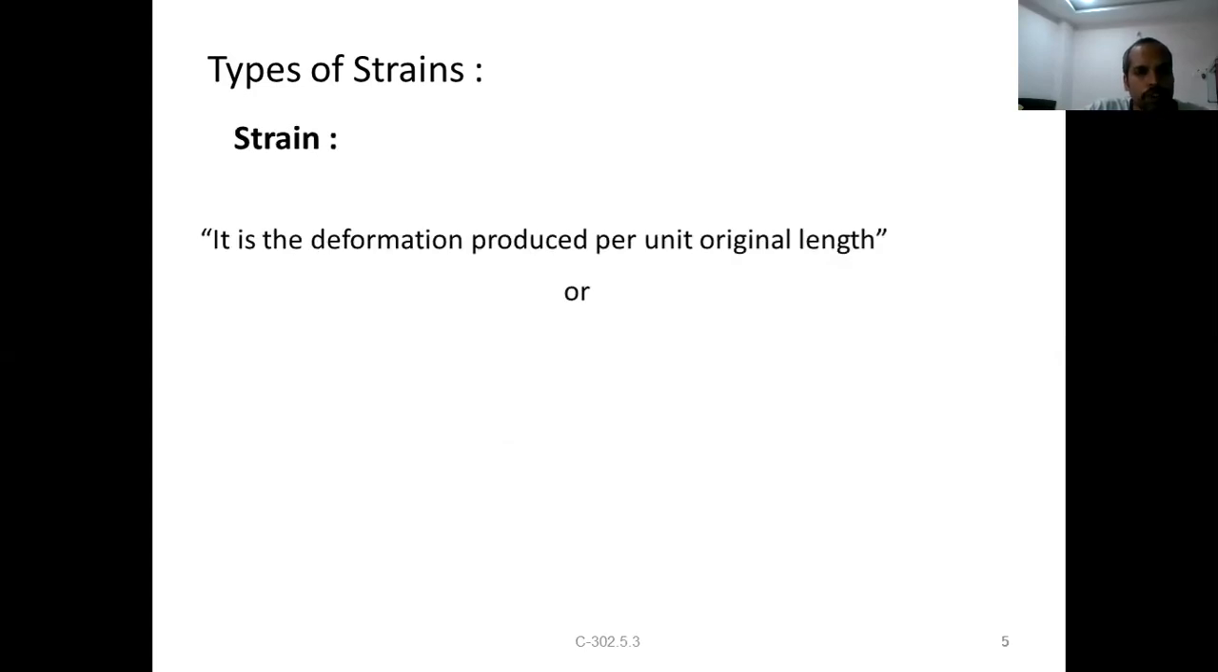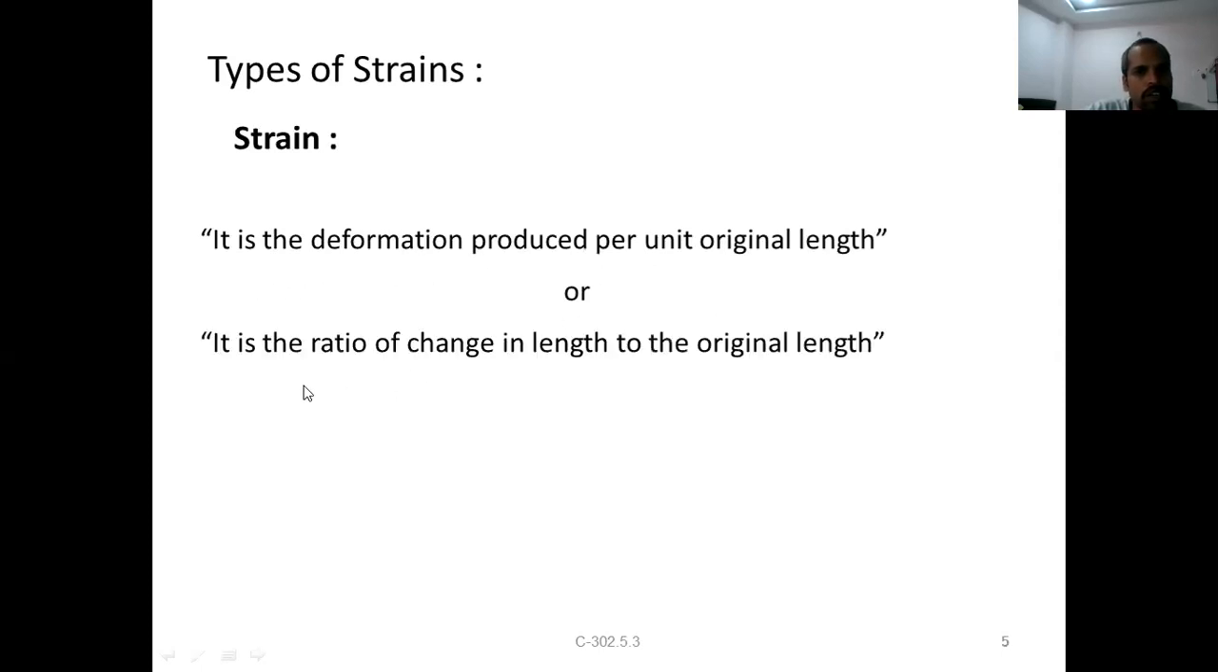Strain is a deformation produced per unit original length. Okay, deformation produced per unit original length, or it is a ratio of change in length to original length. Deformation means change in length. The deformation is nothing but change in length by original length. That's the definition of the strain.